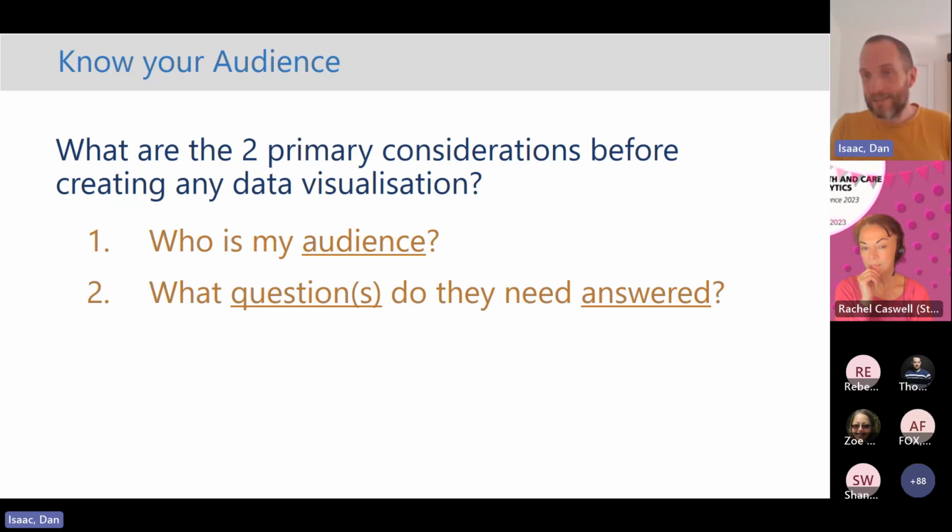Do not start building anything until you've taken that time to engage with your audience, engage with your customers, to really understand who they are and what questions they need answering. So there's nothing much more to say on that slide. I can't stop myself from repeating that again and again, but fundamentally, everything starts there.